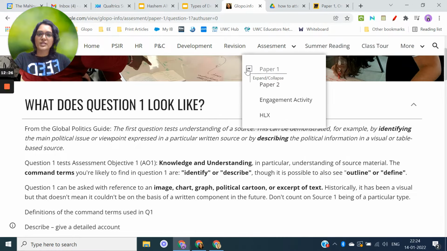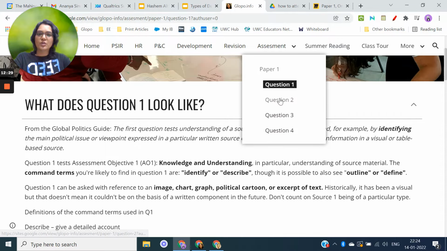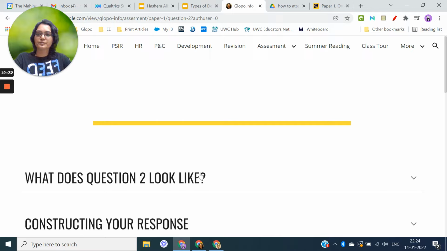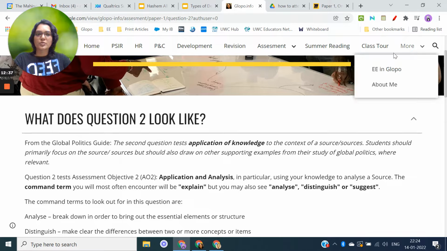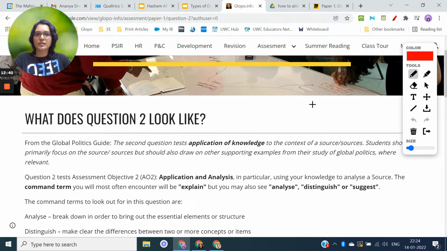So here I again go to assessment, paper 1 drop down, and I pick up question number 2. All right, and what does question 2 look like now? So let's open our pen tool. Okay, now what it says, it talks about assessment objective number 2, which talks about application and analysis. Now remember, here you would be applying your knowledge, you would be reading that paragraph, you would be analyzing it also. What could be the command terms for this one? It could be explain, analyze, distinguish, and suggest.